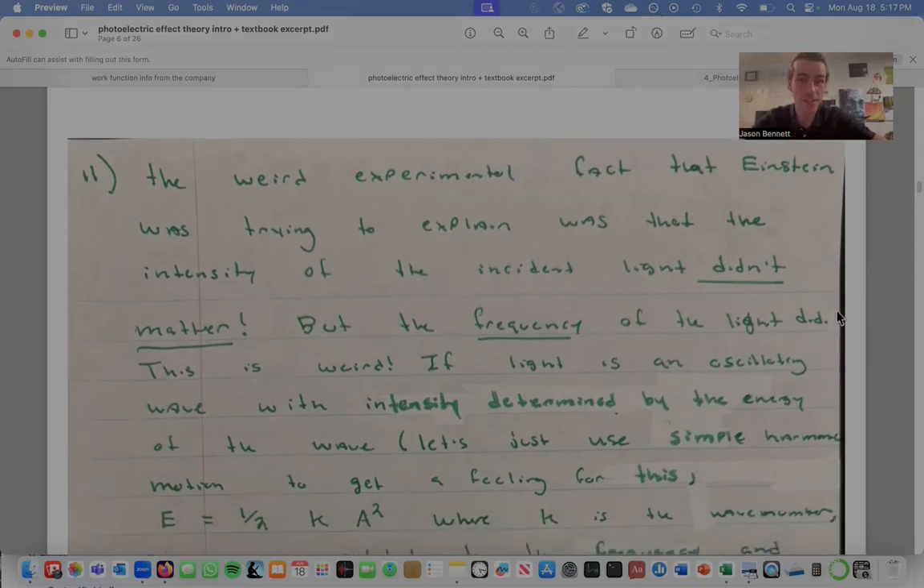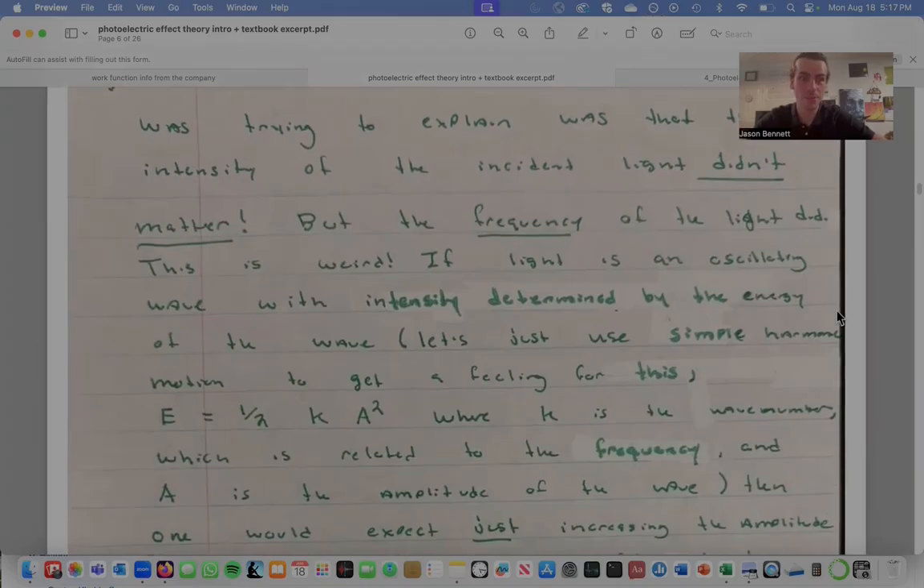So this is weird, because previous to Einstein thinking about light as particles, if you think about it as a wave and it has intensity, the intensity of the wave is determined by the energy. And I think it's easiest just to have something to work with as we're discussing this. So let's just use simple harmonic motion. We know that we can talk about that in terms of waves. So let's just use that as our example here.